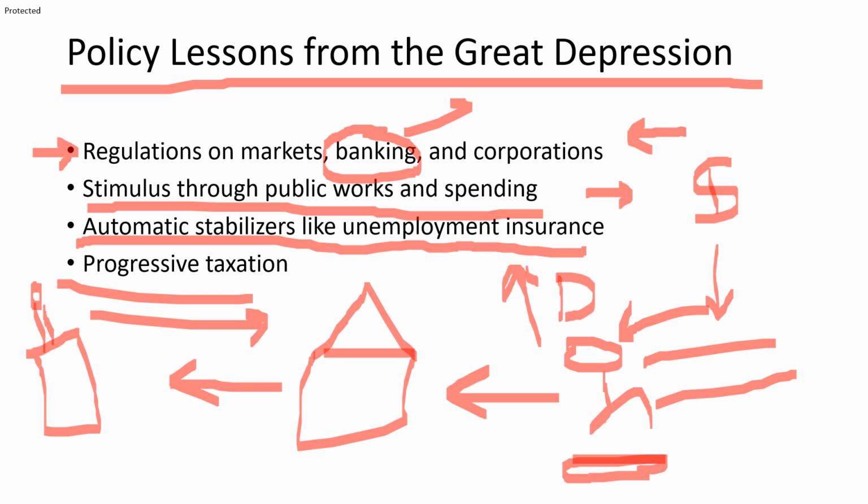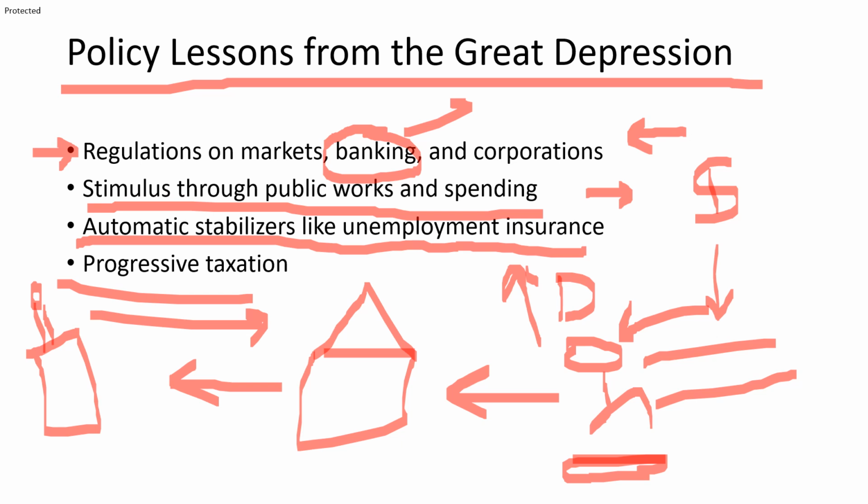And then also progressive taxation. Implementing a progressive taxation system where tax rates increase with income ensures a fairer distribution of the tax burden. It also generates revenue that can be used for social programs and economic stimulus without disproportionately affecting lower income individuals.